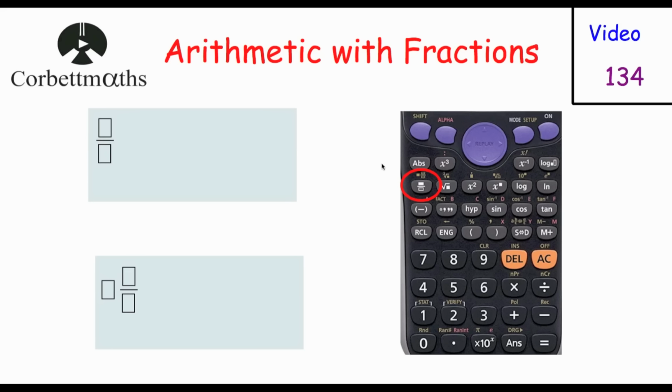And if you do need to type a mixed number into your calculator, then you can look just above it in yellow, and you've got this mixed number button. So you'd press Shift, and then you'd press the fraction button, and then the mixed number display would come up in your calculator. So that can be very useful for M2 because remember, it is a calculator paper.